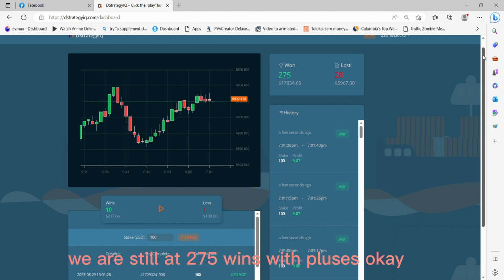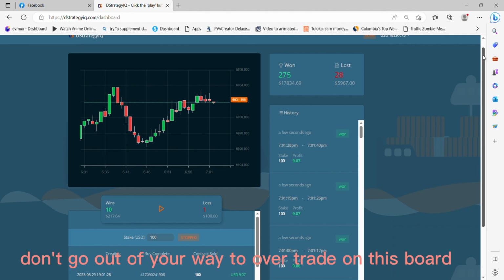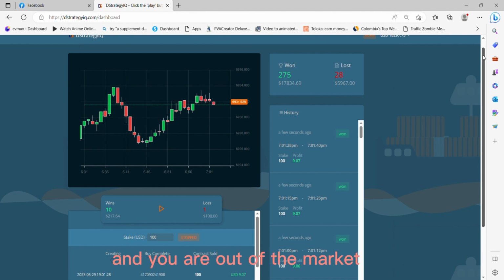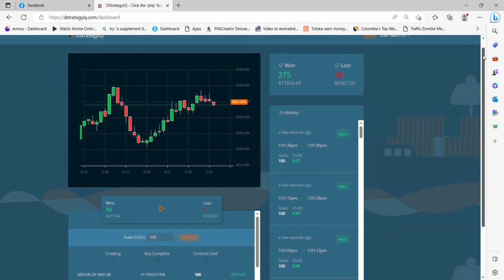We are still at 275 wins with 28 losses. Okay, don't go out of your way to overtrade on this bot. The best thing to do with this bot is three entries and you are out of the market. Because when you get access, you are going to get lifetime access. So you really don't need to rush it. You have this bot with you all day, every day, making money.